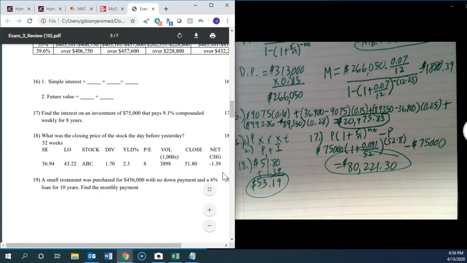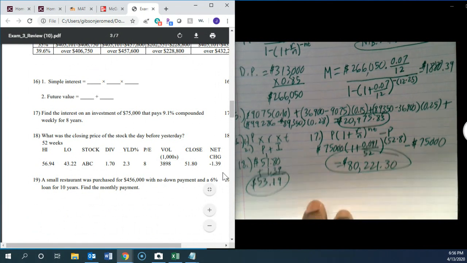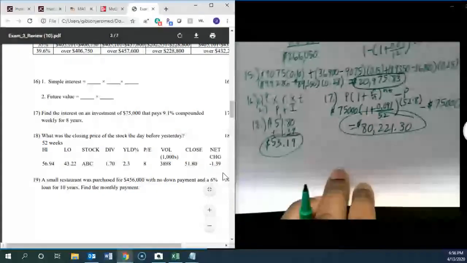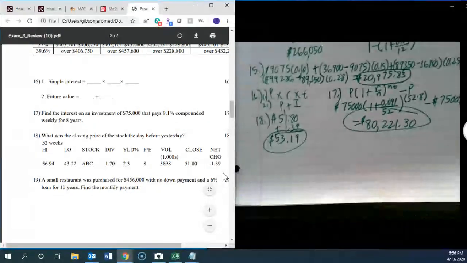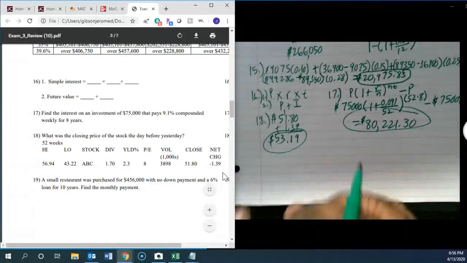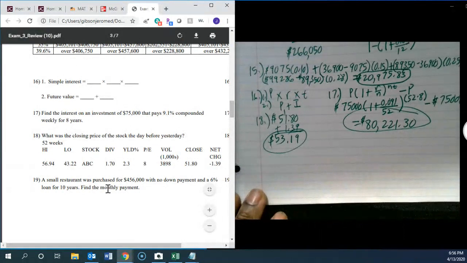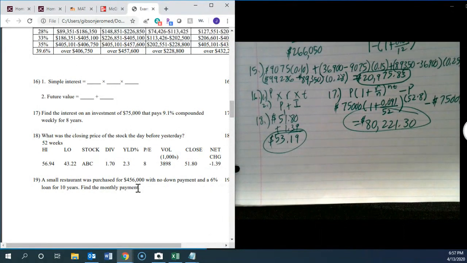Now, number 19. Remember how I told you all for problem number 14 how to leave that in your calculator. Problem 19 is the problem that will show you the value in leaving it in your calculator. Now, with 19, it says a small restaurant was purchased for $456,000 with no down payment and a 6% loan for 10 years. Find the monthly payment.